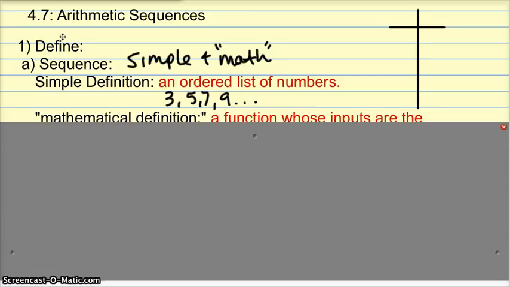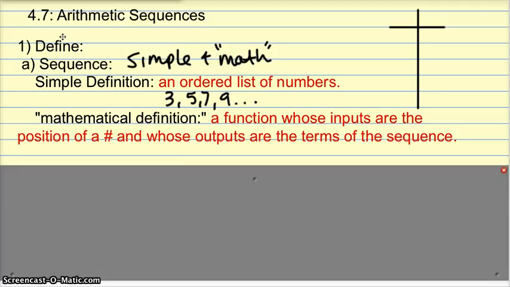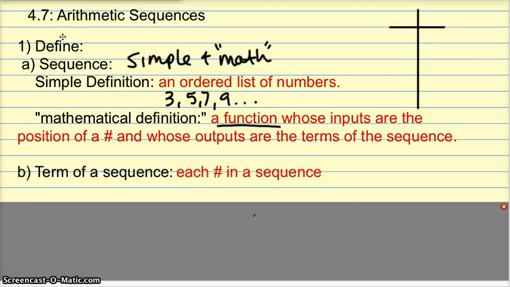The mathematical definition of a sequence is that it is a function. Remember, a function has one input, one output, whose inputs are the position and whose outputs are the terms of the sequence. Let me give you one more definition. I'll go back and explain the mathematical one. The terms of the sequence are just each number in a sequence. So the 3 is a term, the 5 is a term, the 7 is a term, the 9 is a term. Those are essentially our outputs.